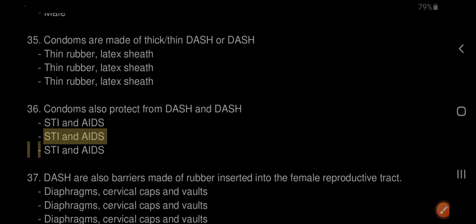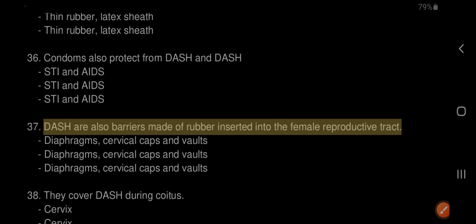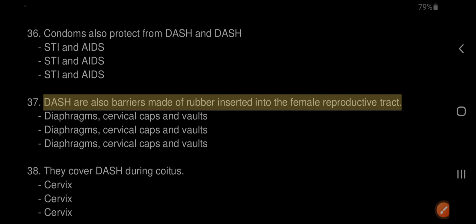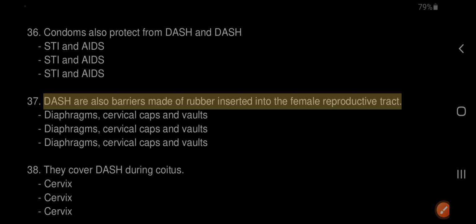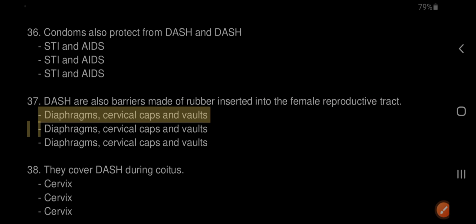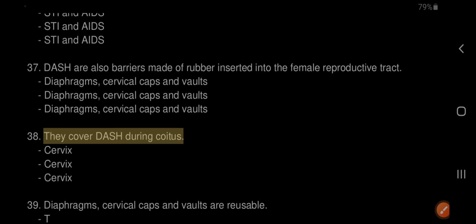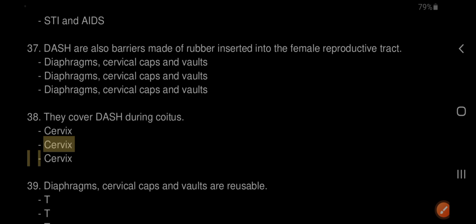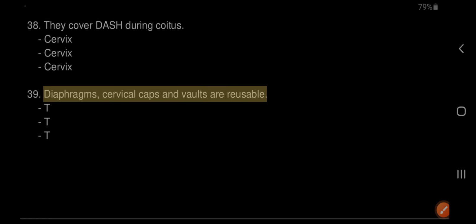37. Diaphragms, cervical caps and vaults are also barriers made of rubber inserted into the female reproductive tract. 38. They cover the cervix during coitus. 39. Diaphragms, cervical caps and vaults are reusable.